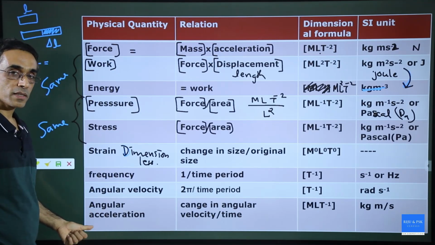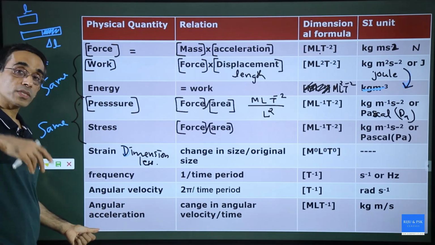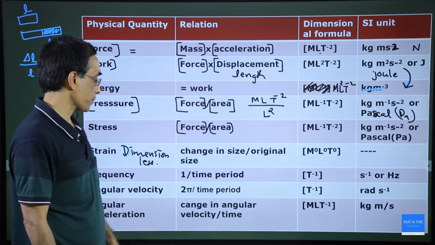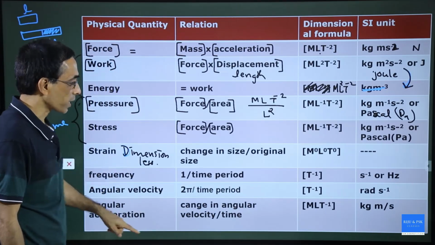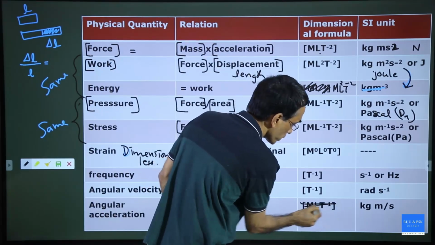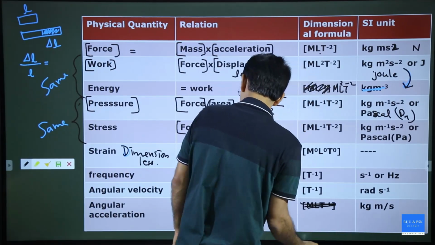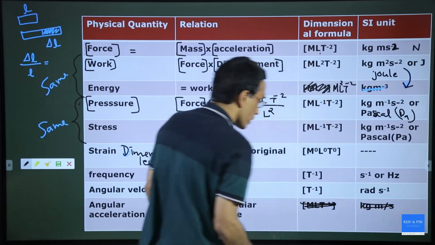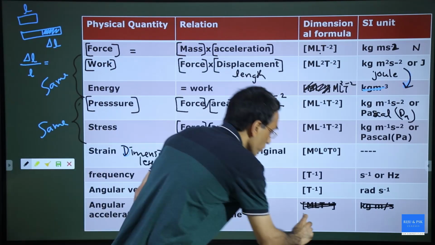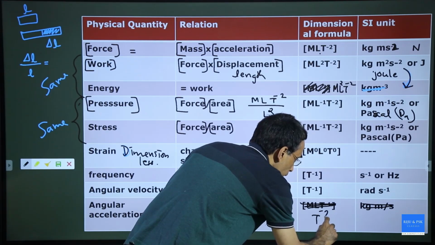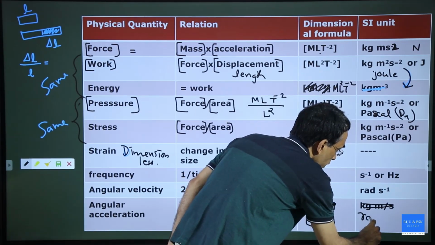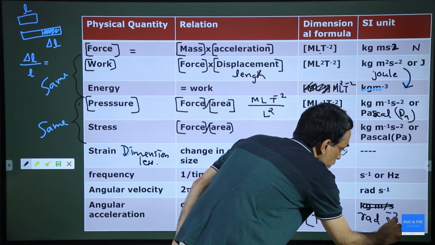Angular acceleration, something that you will study later, is change in angular velocity by time. So angular velocity by time, so you will get it as, I am sorry, here again some mistake, this is not correct, a typing mistake. Change in angular velocity by time will give you T raised to minus 2 as the dimensional formula, and the unit is radian per second square.